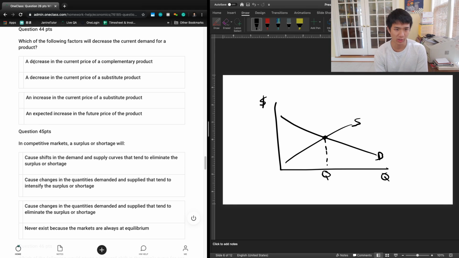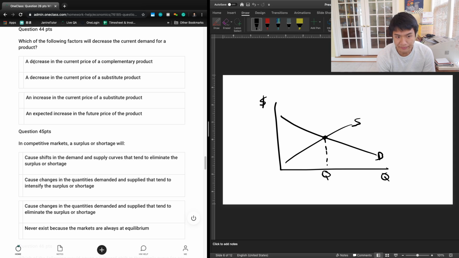Which of the following factors will decrease the current demand for a product? A, a decrease in the current price of a complementary product. B, a decrease in the current price of a substitute product. C, an increase in the current price of a substitute product. Or D, an expected increase in the future price of the product.